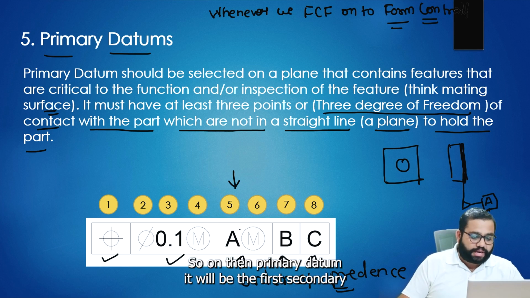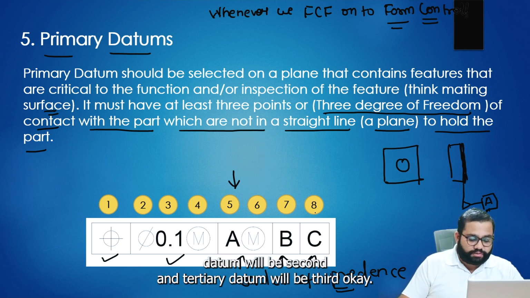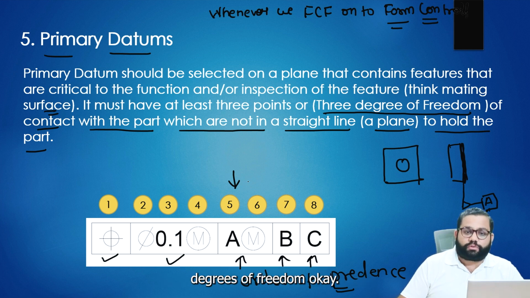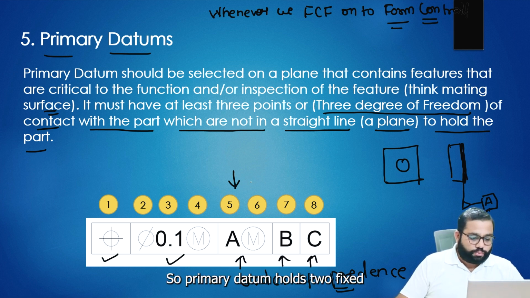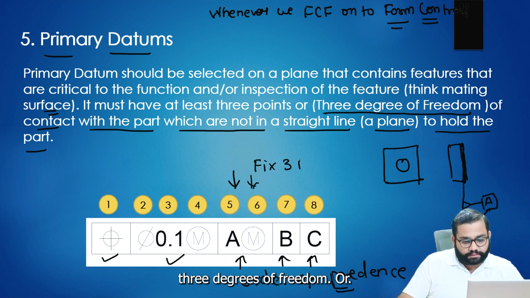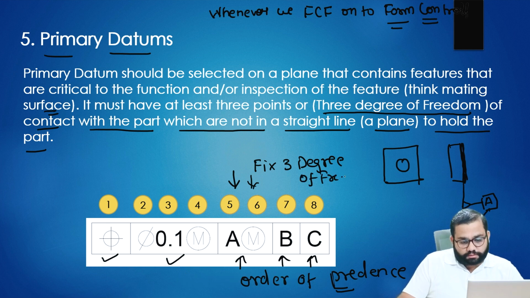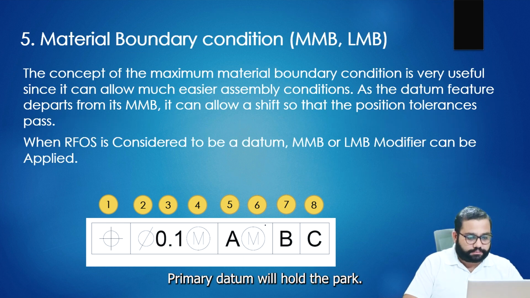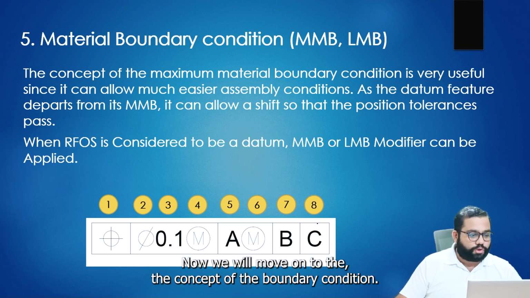So the primary datum will be first, secondary datum will be second, and tertiary datum will be third. The primary datum usually has three places to fix 3 degrees of freedom. So the primary datum holds, or fixes, 3 degrees of freedom, or three movements. It locks three movements to hold the part.